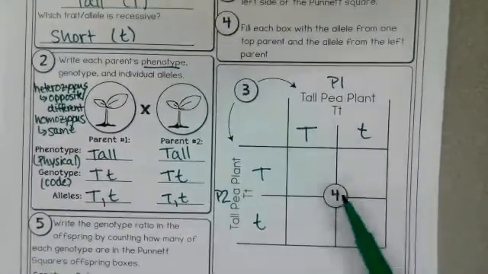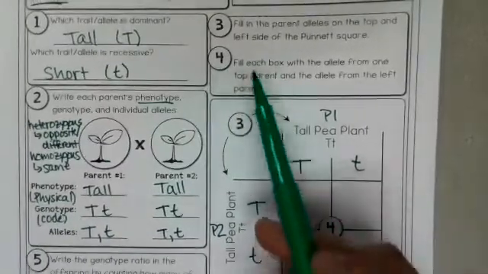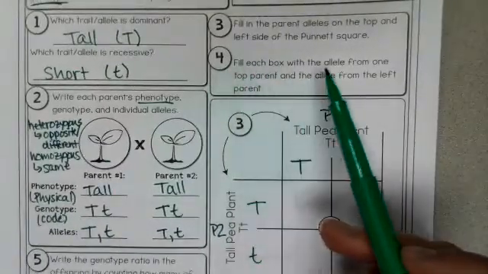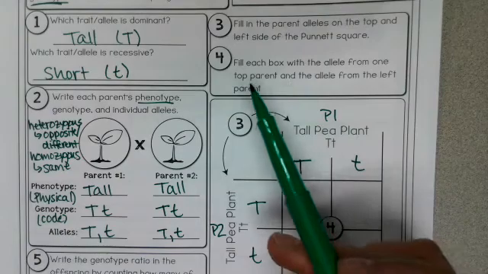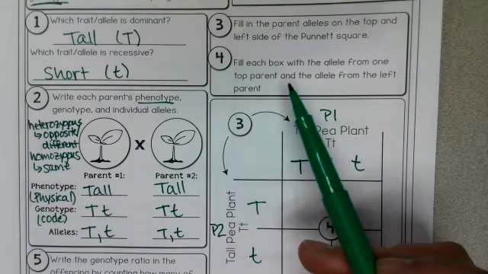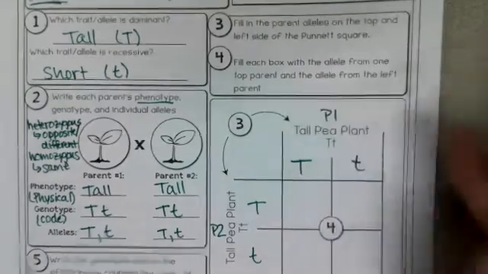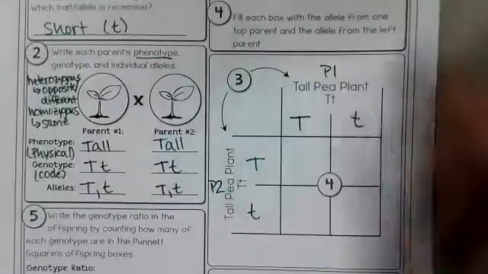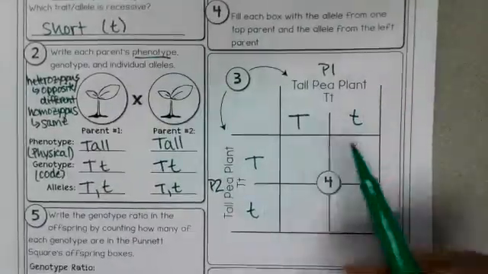I think we're done with number 3. Now we can move on to number 4. We're going to fill in each box with the allele from the top parent and the allele from the left parent. Okay, so back to our little Punnett square here.